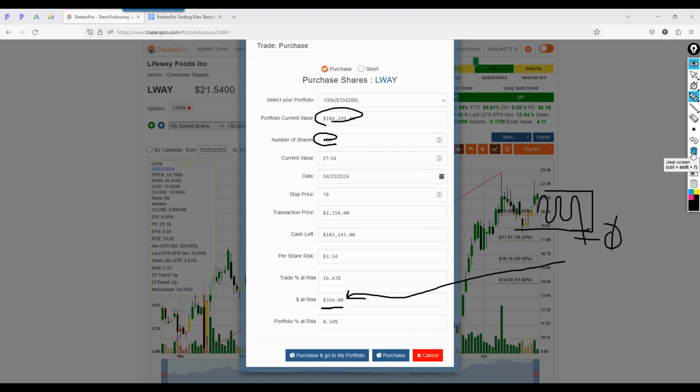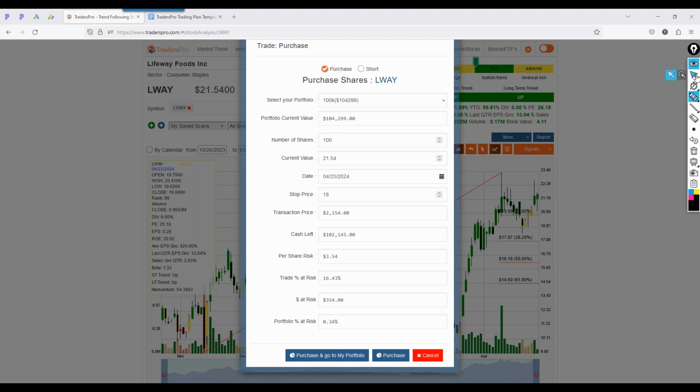If that's too much risk for the portfolio I want to build, then I have to change one of these two numbers. I've got to change the 100. Maybe I cut that in half, so I go to 50. That cuts my risk in half, but it also cuts my position size in half. My stop's the same at 18, but now I've got 1% allocated instead of 2%. That 1% allocated is $1,000, and that's the entire position. 50 shares at 20 bucks a piece is $1,000.